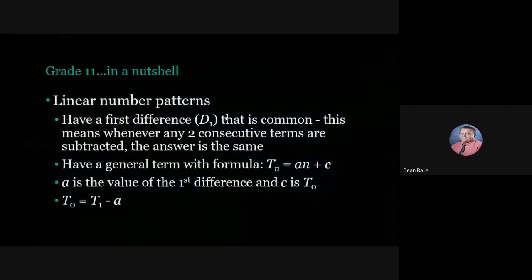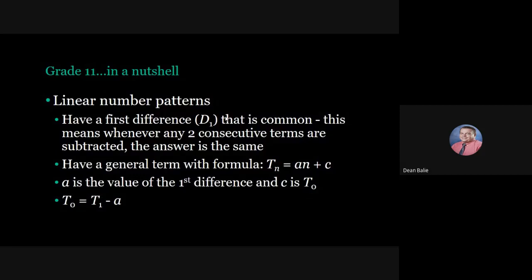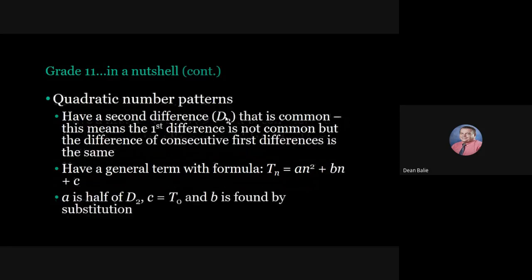Okay, so you'll remember that in grade 11, we had linear number patterns. They had a common first difference. We looked at that formula, Tn equals An plus C, where A was the first difference and C was T naught. Okay, that was fairly straightforward. We had a look at quadratic number patterns last year as well. They've got a common second difference. The first difference is a sequence on its own, and that'll be a linear sequence. They have a general term with that formula. The plus C seems to have got a bit lost there. And we knew how to work out A and C, and we found B by substitution. Okay, so that was all just the grade 11 stuff on linear and quadratic number patterns.